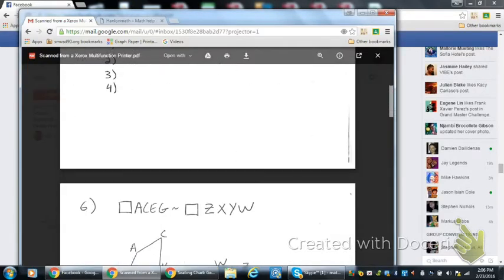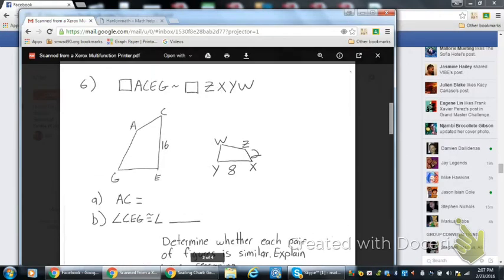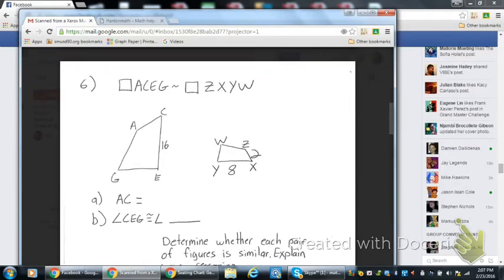Okay, let's go down. For this one, what I would do is, let's do the second one first. CEG. I'm just going to look at the top. CEG, so it has to be the last three: X, Y, W. I didn't even look at the picture. Okay, so we can do that.